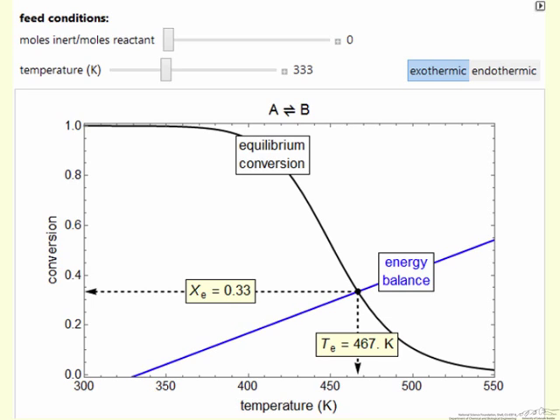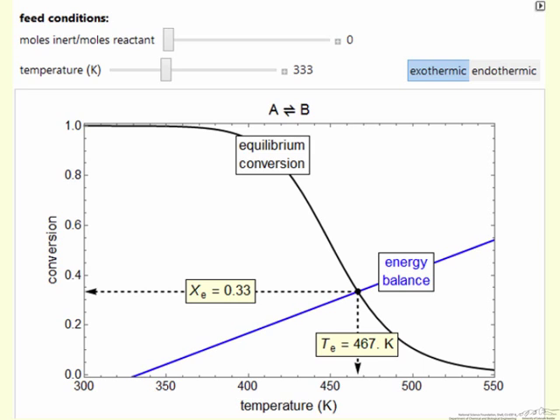If we look at a snapshot of this simulation, you see what we're plotting is conversion versus temperature. The blue line corresponds to adiabatic reaction. The conversion is linearly related to the temperature change. If I convert twice as much, I have twice the temperature change. And the black line corresponds to equilibrium conversion. So we're looking at an exothermic reaction. As we raise the temperature, the equilibrium conversion decreases for an exothermic reaction.